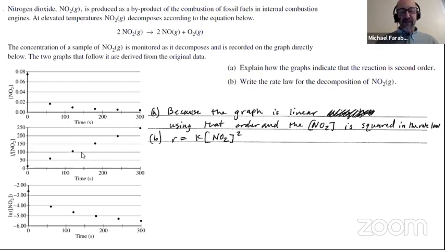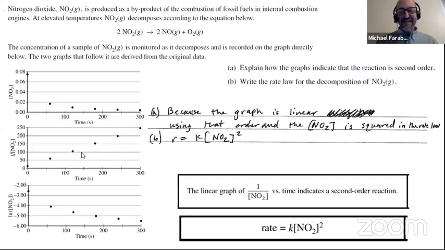Well, as you can see, they talked about a linear graph, but they did not identify specifically the graph of 1 over the concentration. So that was their mistake. They got the right rate law, but they didn't specify that the linear graph was 1 over concentration versus time. Just said the graph is linear, and they forgot to be specific. So again, be careful with your choice of words and try to be as precise as you can with your language.